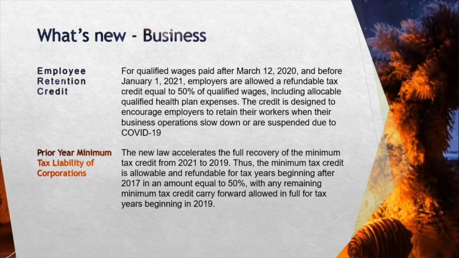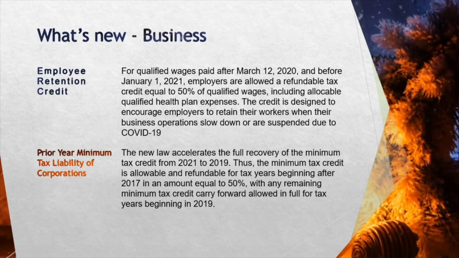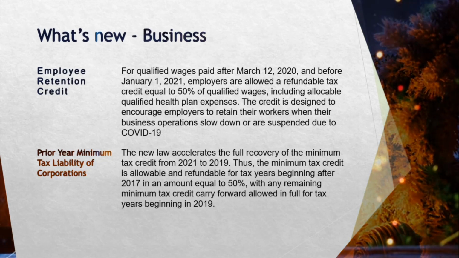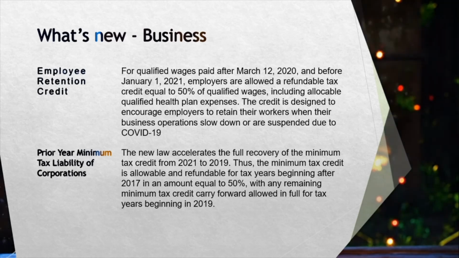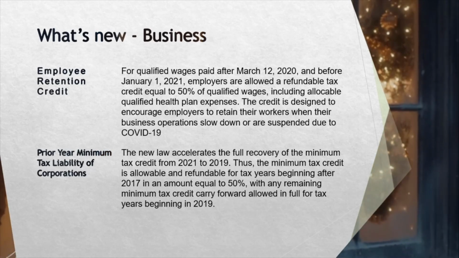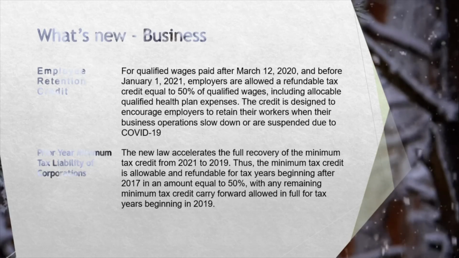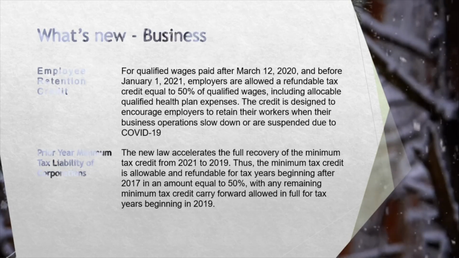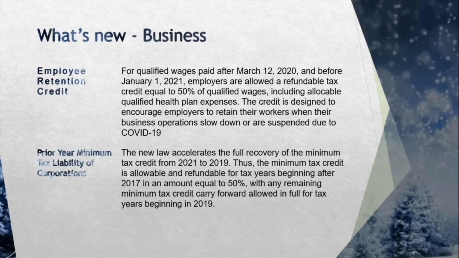The previous law: the TCJA, the Tax Cuts and Jobs Act, repealed the corporate alternative minimum tax. There's no more AMT for tax years beginning after December 31st, 2017. Okay? For tax years prior to the AMT repeal, corporations were allowed a minimum tax credit in subsequent tax years to the extent that the corporation's regular tax liability exceeded its tentative minimum tax in the subsequent year.